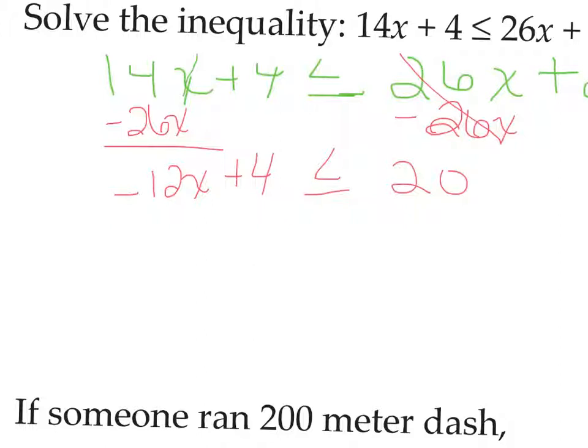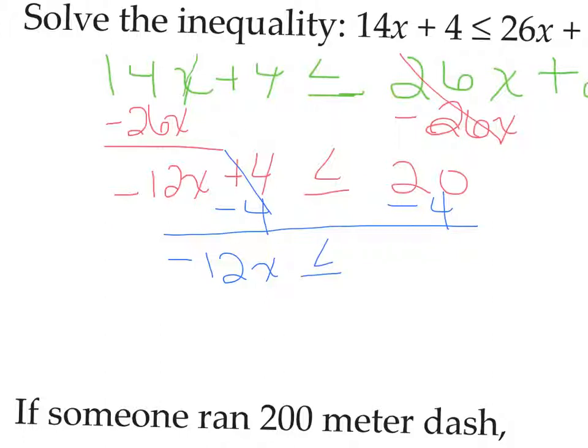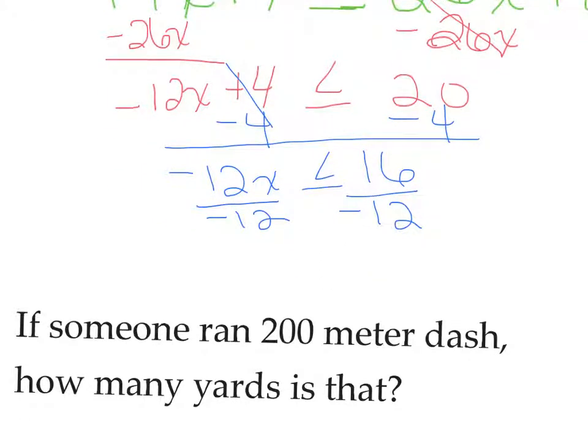All right, now we're trying to solve for this x. So we're going to subtract 4 from both sides. So negative 12x is less than or equal to 16. And now we need to divide by this coefficient of negative 12. Don't forget, when you're solving these inequalities, if you multiply or divide by a negative number, you have to flip the direction of this inequality. So this is not going to be less than or equal to anymore. It's going to be greater than or equal to. These cancel to make x, and this reduces to make negative 4 over 3.